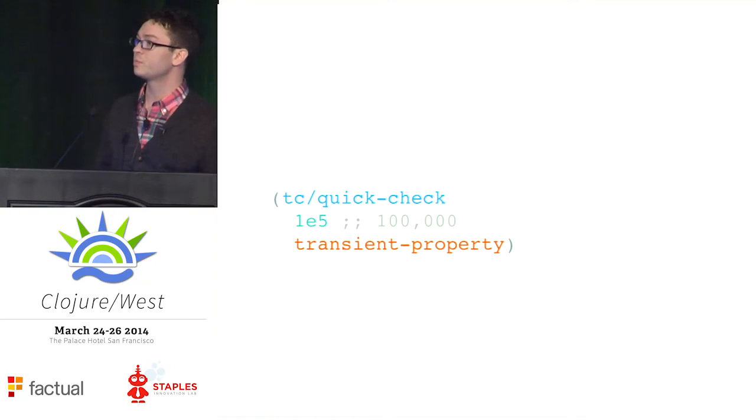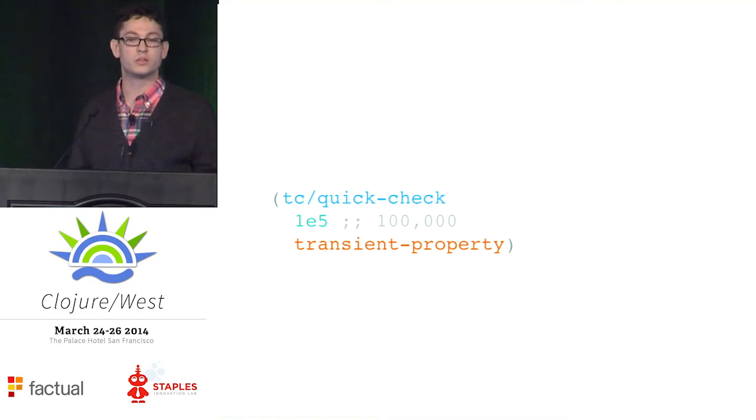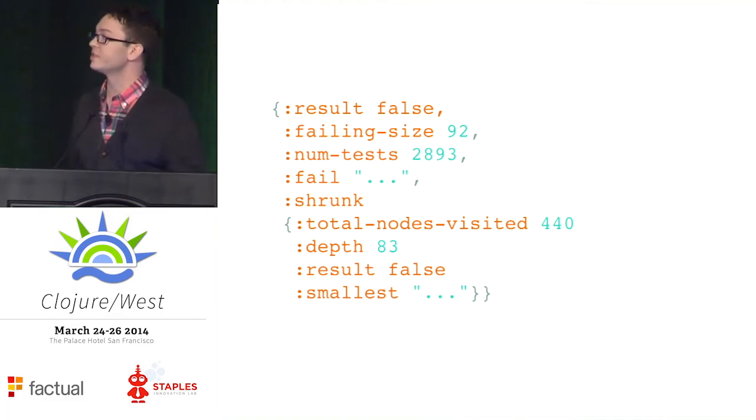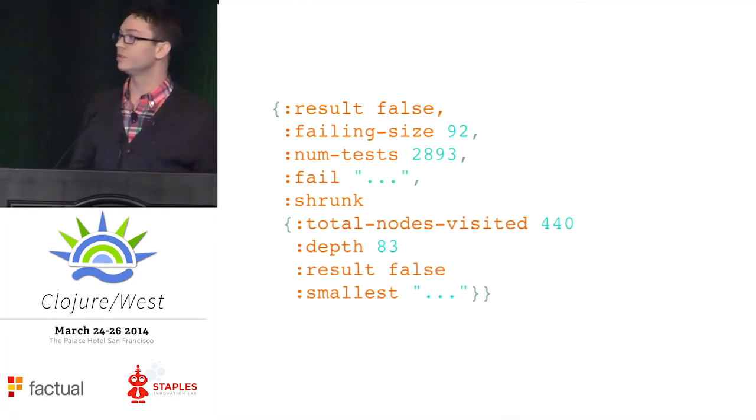So we've now defined this property. In this case, we're going to run it 100,000 times. It turns out this is a pretty insidious bug, so it takes a while to find it. We're going to pass in our property, and then we're going to get back a result. In this case, the test has failed. The result is false here. And it took 2,800 random tests to find this. This is not a trivial bug that you're likely to run into.